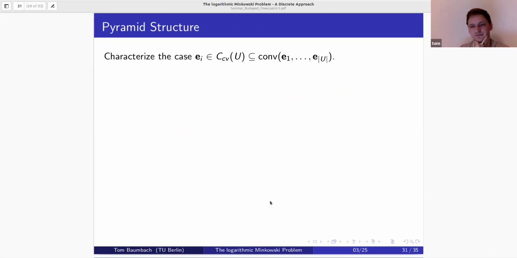Okay, I have 6 more minutes. Maybe I'm able to also talk about the pyramid structure of these cone volumes.